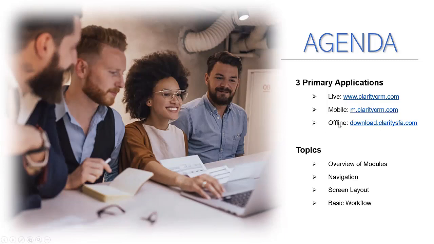And then the third version is our offline version that actually gets installed on your computer. This you would only need to use if you were in situations where you do not have access to an internet connection or even a phone data connection. You're just really remote and you can download it, install the offline version on your computer, and it actually creates a local copy of the database on your local computer. So with that, let's go ahead and get started.